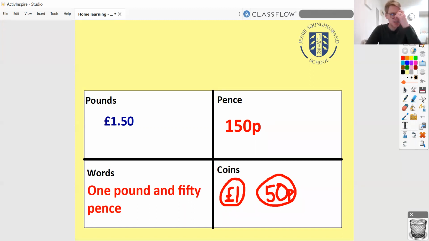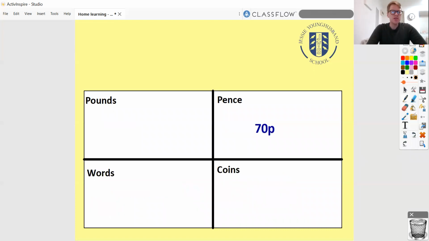Let's have a practice of one of these together now. So here's another one, and this is a little bit of a tricky one as well, because actually, how are you going to write this in pounds? Have a think about this one. Pause the video and try to complete that grid, making 70 pence or the equivalent to it in all 4 sections. Pause the video here and come back when you're done.